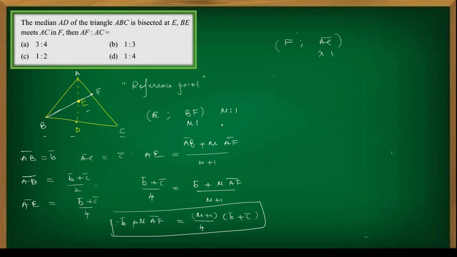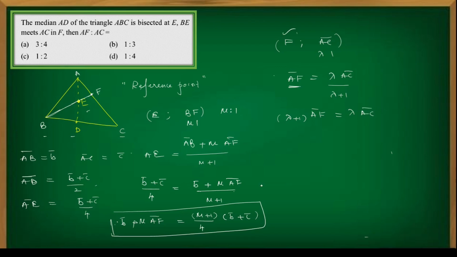Now you tell me what is that. AF you will get, yes or no? The position vector of F is what? 1 into A. 1 into A means the position vector of A bar is 0. So leave it. Lambda into C bar means AC bar, by lambda plus 1. So lambda plus 1 into AF bar is equal to lambda into AC bar.